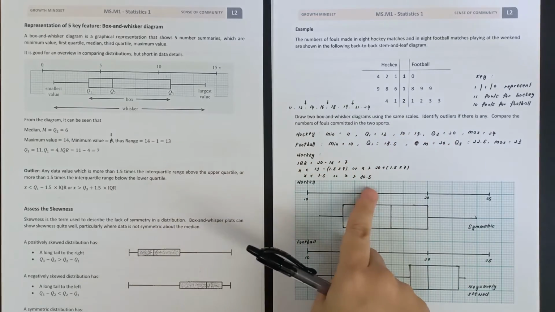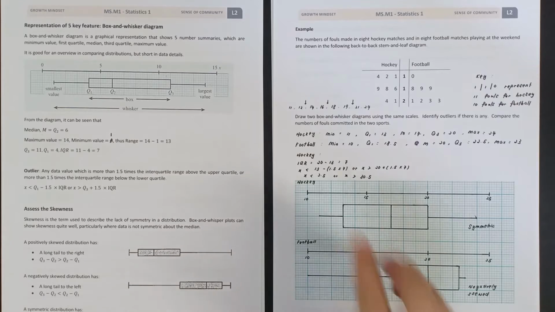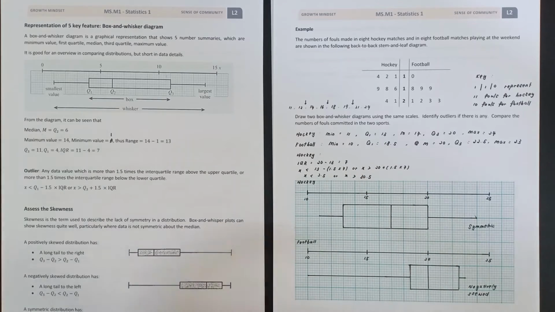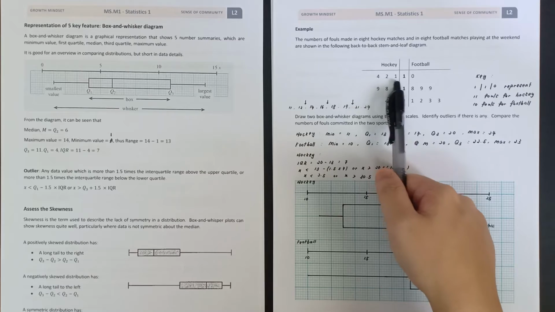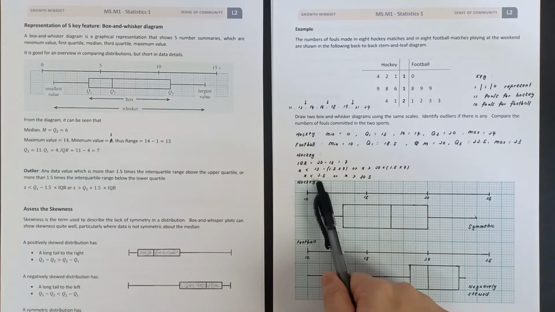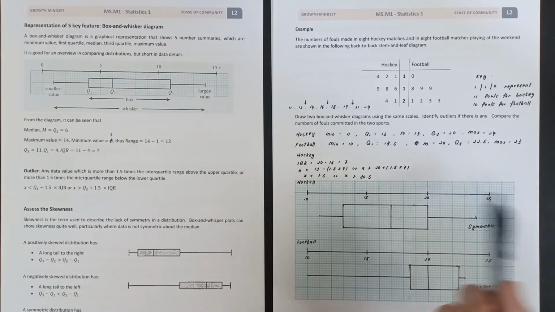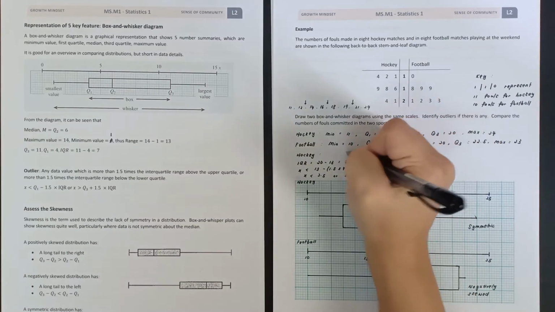So any data that is less than 2.5 or greater than 30.5 is considered as outlier. So you look at hockey, do you have any number that is less than 2.5 or any number that is greater than 30.5? You don't have. Okay, so for hockey, no outlier.